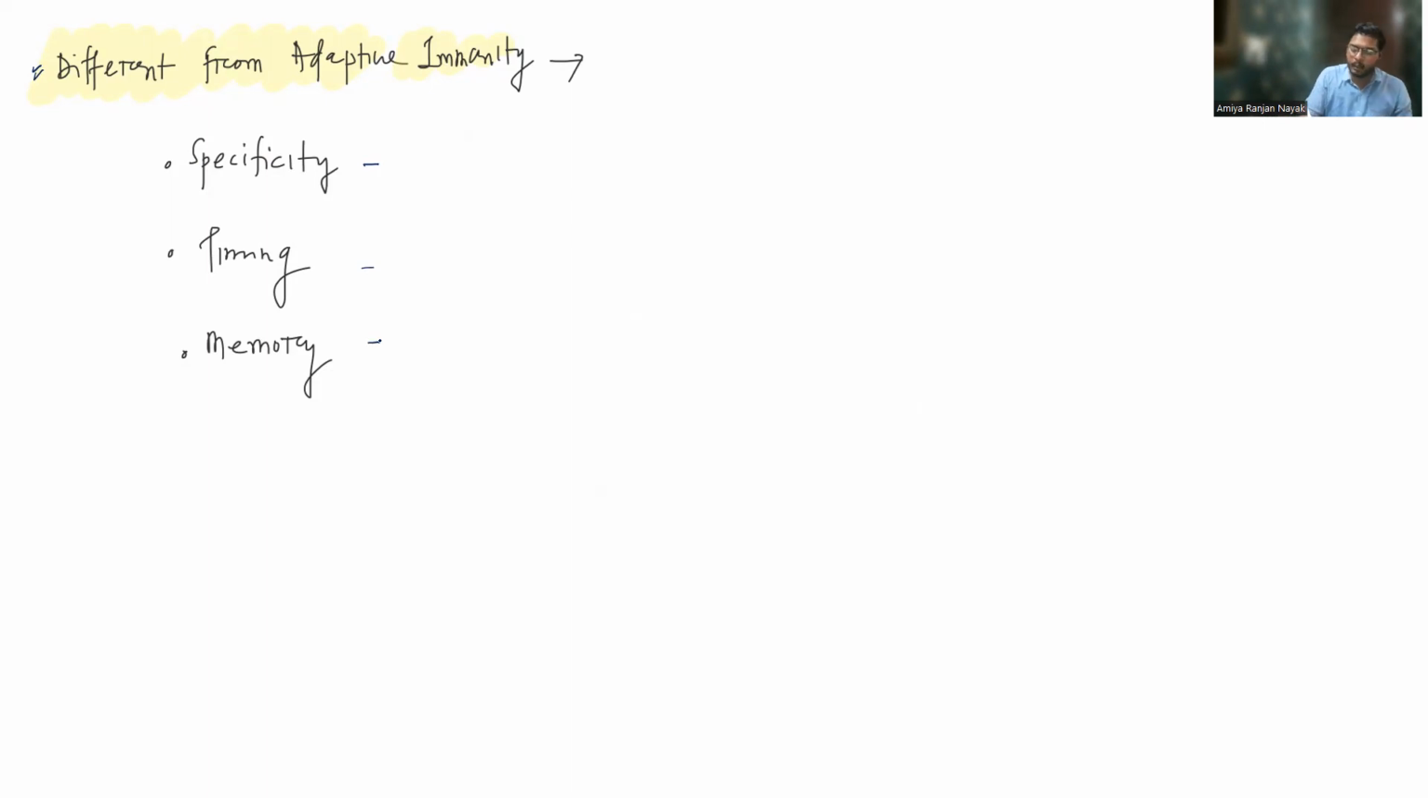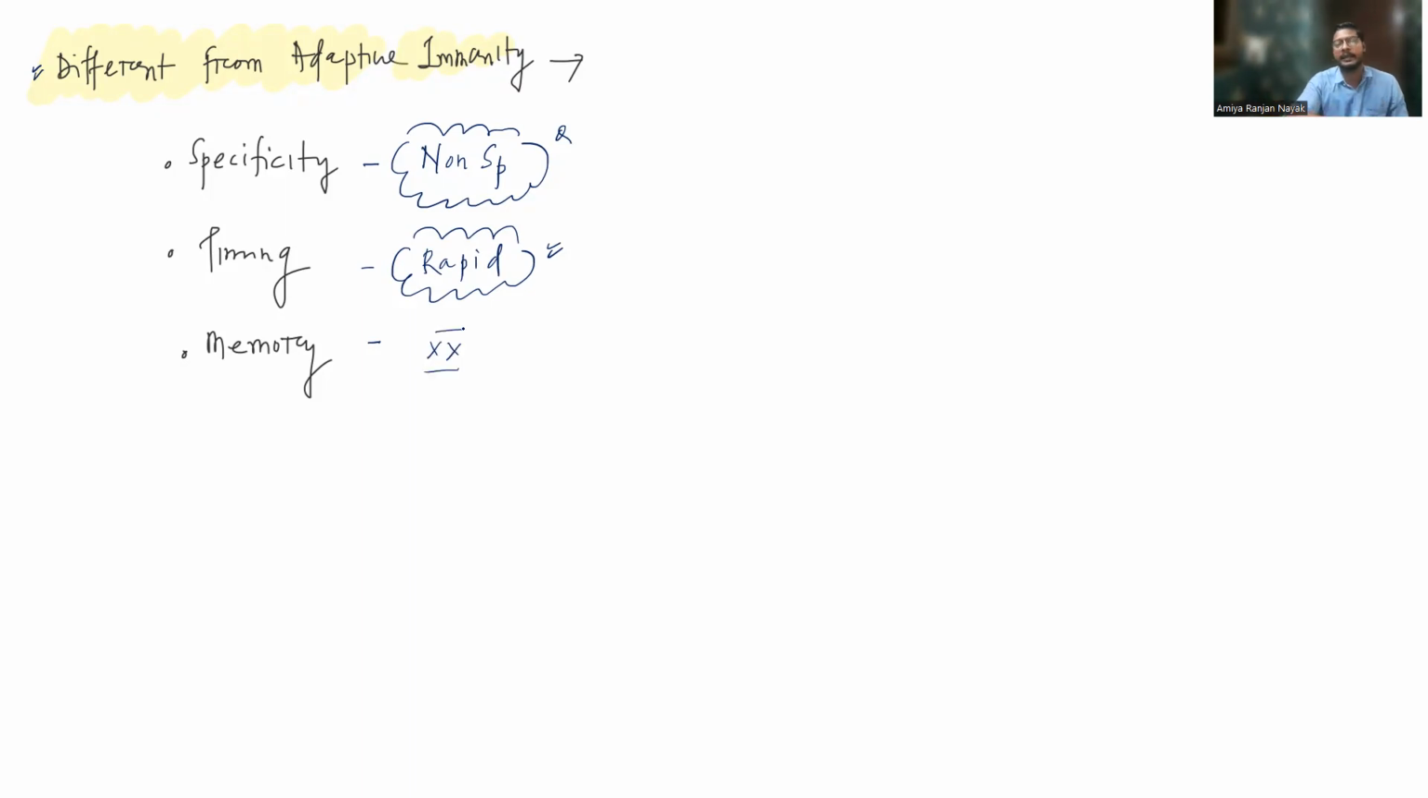The innate immune system is not specific. This is because they do not have a specific receptor for a particular antigen. As we have discussed, the innate immune system has pattern recognition receptors, and those receptors are not specific. That is why innate immunity is non-specific. The second one is timing. Of course, it has to be rapid because this is the first line of defense, in contrast to the adaptive immune system, which is not rapid. And what about memory? Of course, the innate immune system is not going to have memory. Memory is a property of the adaptive immune system, but not of the innate immune system. So that is all about the innate immune system.